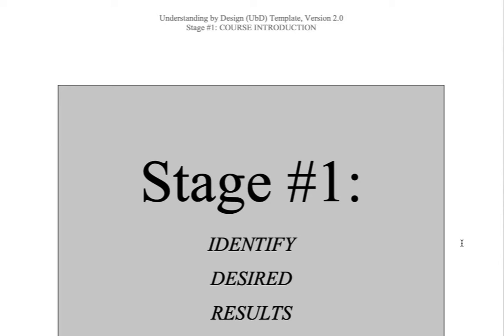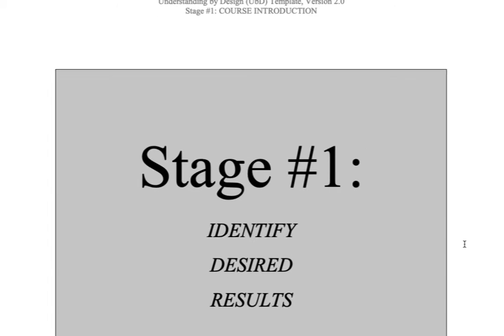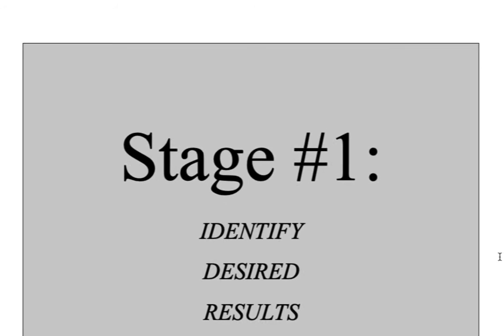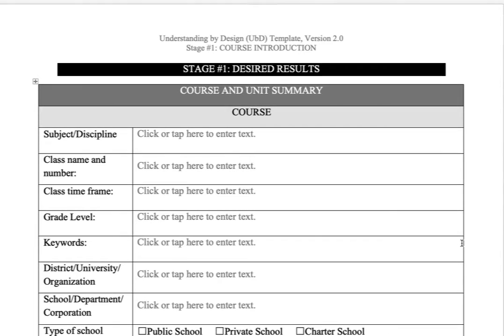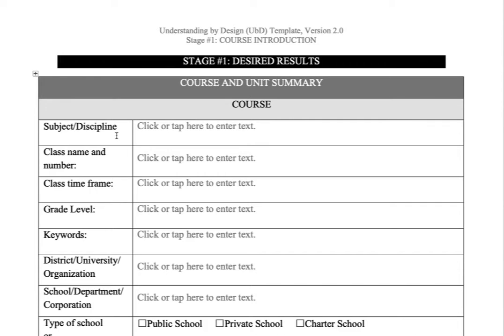In this video, we will review the process of completing the Understanding by Design or UbD Framework Stage 1 template. In UbD Stage 1, we identify desired results for our unit. The first thing that we will do in our Stage 1 is identify and type in the subject or discipline such as math. Below that, we will type in the class name and number such as Algebra 1, Period 2.